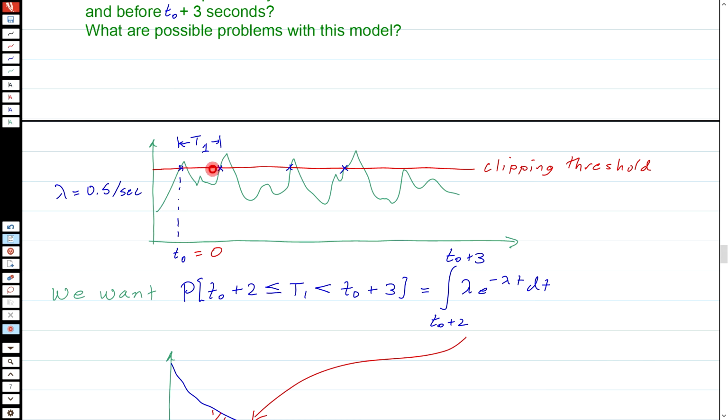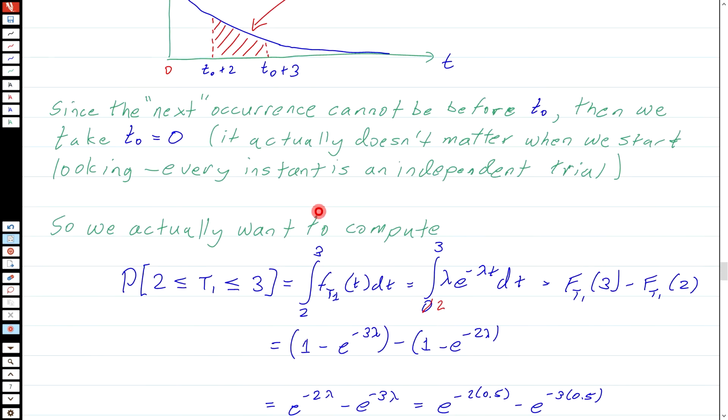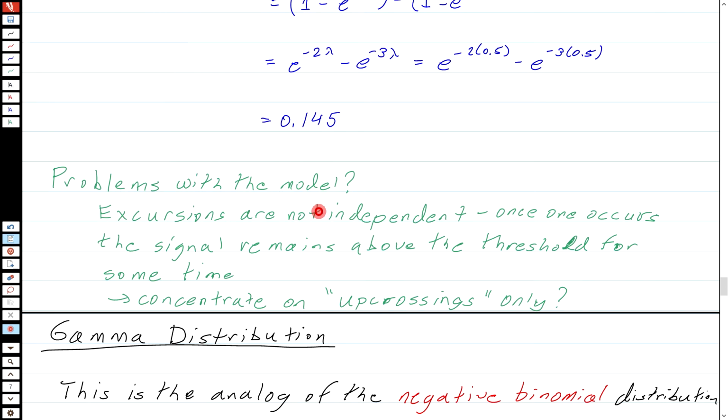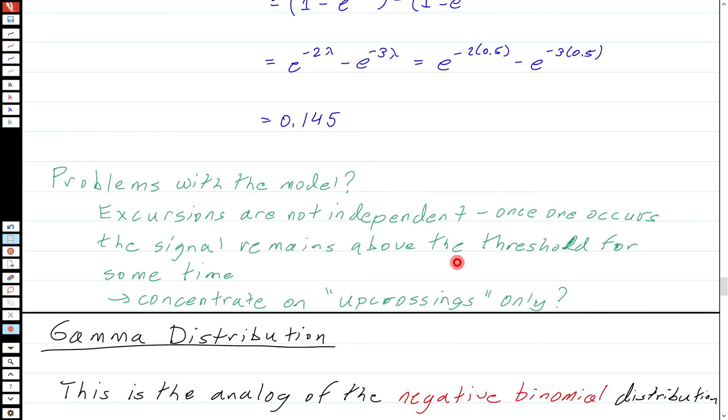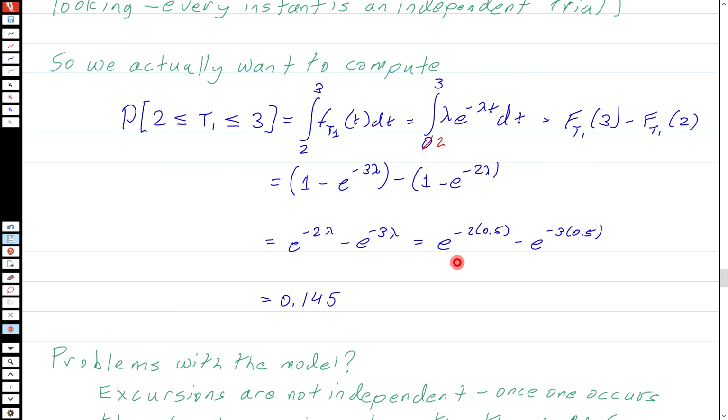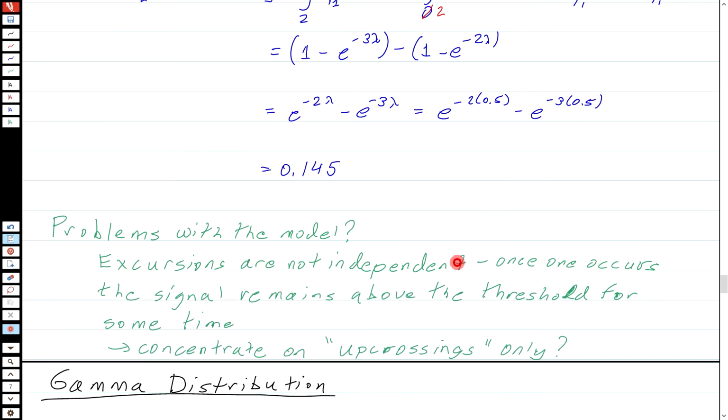So this is one arrival, this is another arrival, this is another arrival, and this is another arrival. It turns out that if that threshold is high enough, this will generally approach a Poisson process. This is the upcrossing approach. Concentrate on upcrossings only. Okay, so this one is the analog to the geometric. It's measuring the time to the next arrival or occurrence.